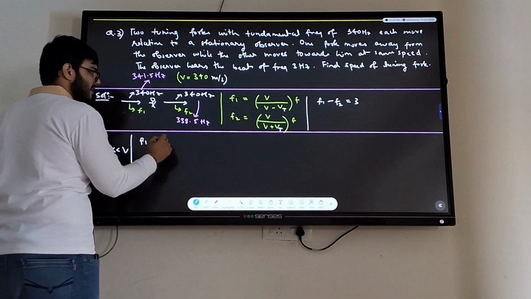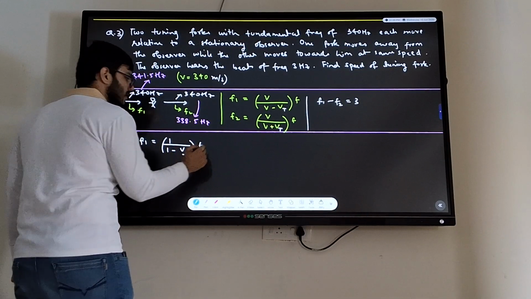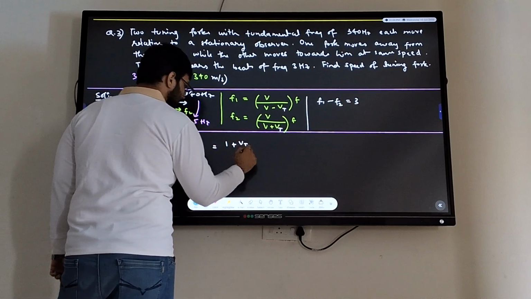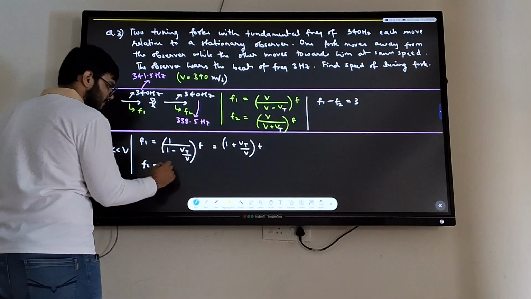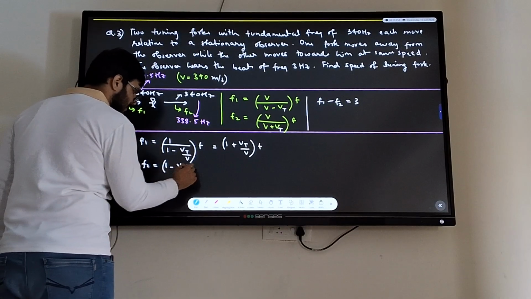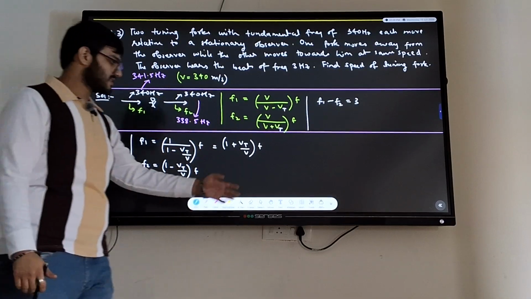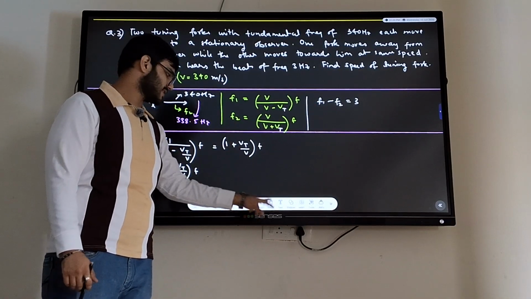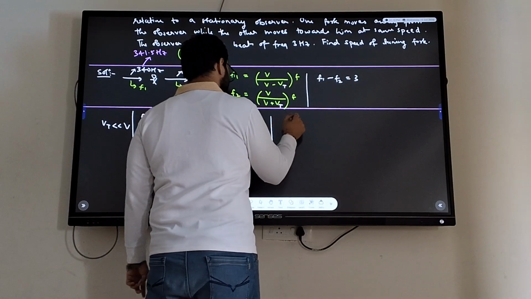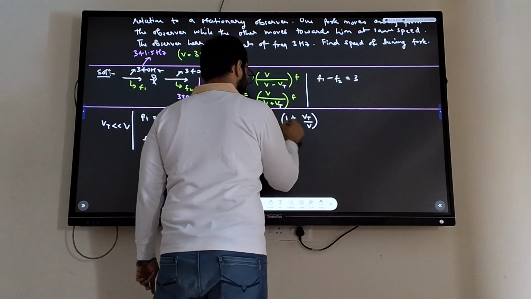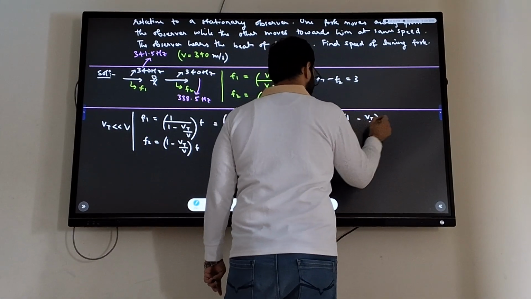Then F1 can be written as 1 over 1 minus Vt by V, the whole times F. After applying binomial, it becomes 1 plus Vt by V into F. And likewise, what can you write F2 to be? You can write it after the binomial approximation. Then let's substitute and try to get the answer. You won't get a quadratic now, you'll get a linear equation and the question will be done. So F1 minus F2 is 1 plus Vt by V into F minus 1 minus Vt by V into F, that's equal to 3.